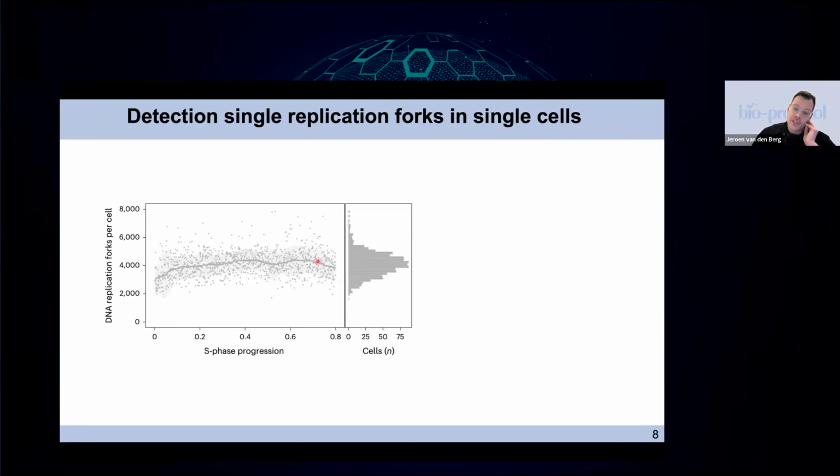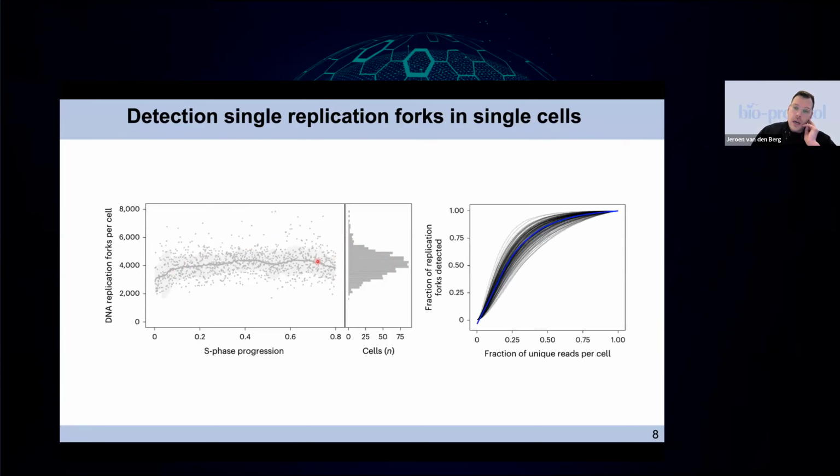And this is a very nice metric for us, because now we can use it to ask how sensitive our method is. To do that, we can downsample, which is something that's often done in single-cell RNA sequencing. We can downsample the number of unique reads. So here, 100 would be all the unique reads you had for a single cell. If you now say, I will take a quarter of my unique reads away from this data, how many of these DNA replication forks do I still detect in a single cell?